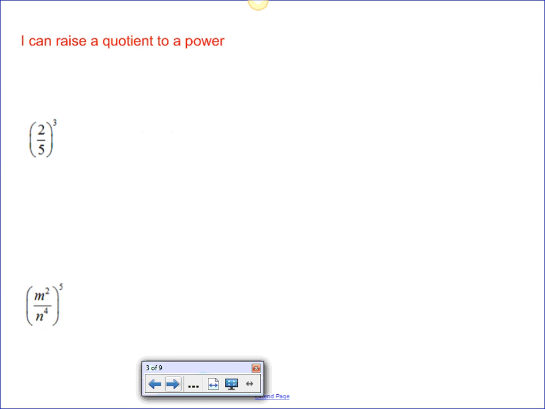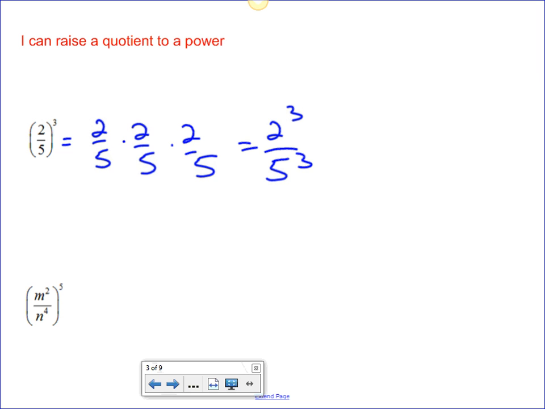Okay, so the next one we're going to look at is I can raise a quotient to a power. So first of all, what is a quotient? A quotient is like a fraction. In this first one, this is really 2/5 times 2/5 times 2/5. So what do I end up with here? Essentially I have 2 to the third over 5 to the third. So this would be 8, since 2 times 2 times 2 is 8, and on the bottom I get 125.